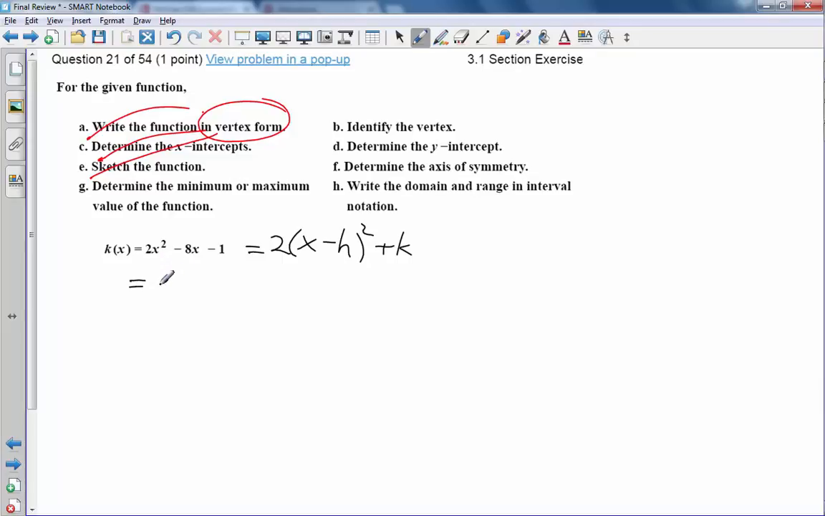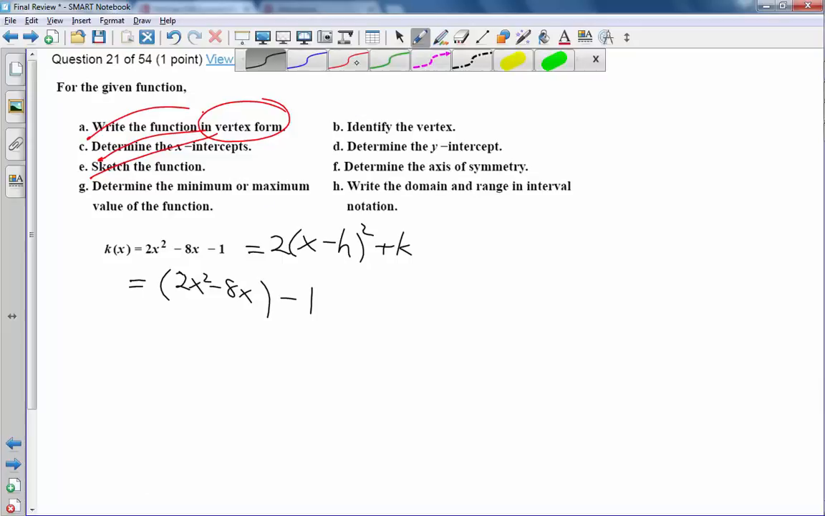First, I group the x's and leave out -1 in this process. -1 is on the end waiting for us. But I group 2x squared minus 8x. Okay? Next. What is next? Factor out the 2. Yes. We need to check out the coefficient of x squared. If it is not 1, you need to do this extra step. You need to factor out that 2 from that group.